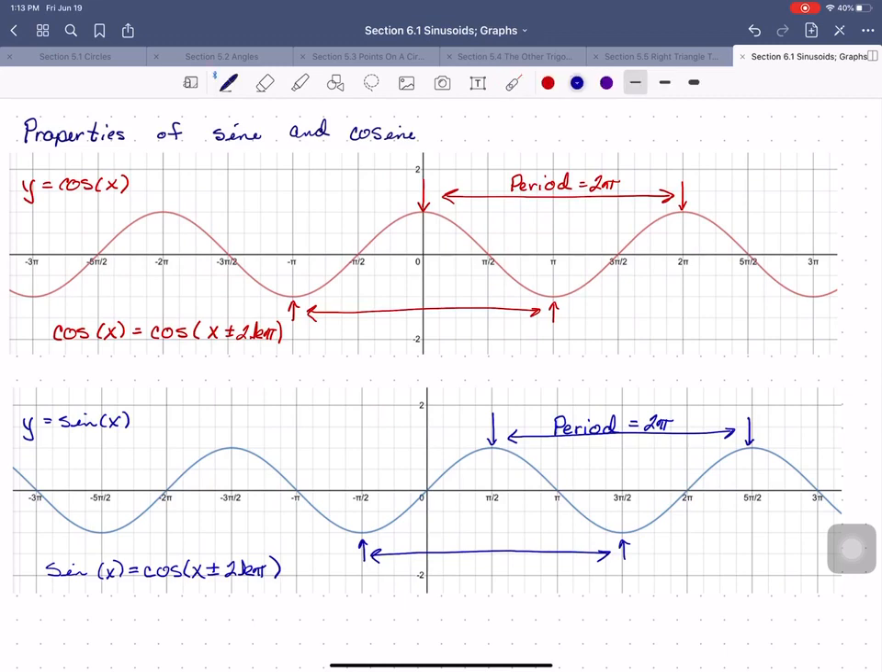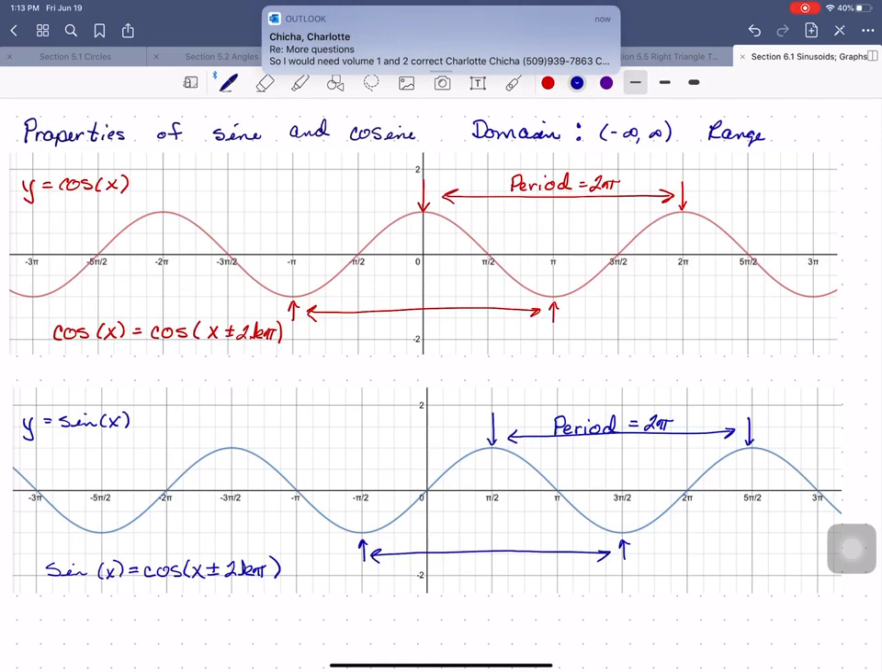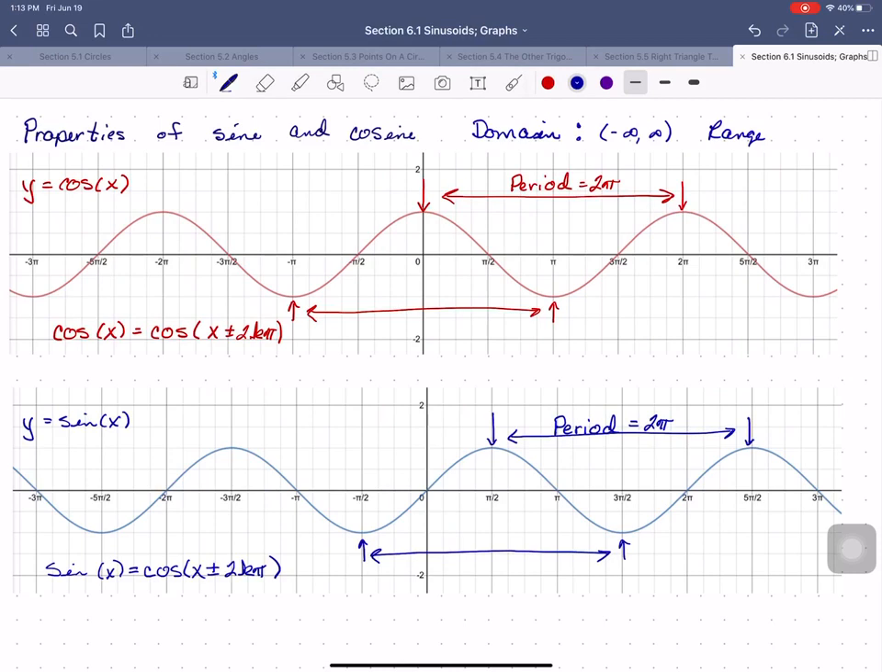Both functions have got the same domain and range. So the domain for both sine and cosine is all real numbers, meaning we can plug any x in and we're going to get a valid result out. The range for both sine and cosine, and remember range is the range of y values the function can take on. The range is -1 to 1.